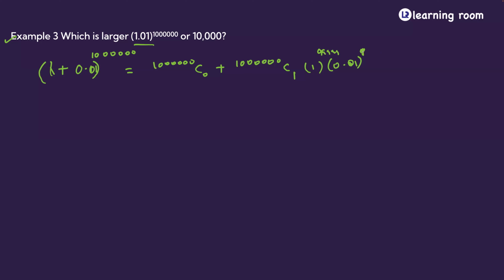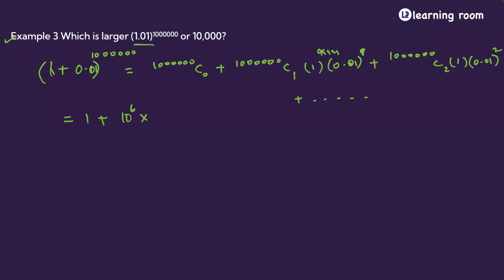Right? Plus, what will be the next term? Then you will have 0.01 raised to the power 2. Plus so on. It keeps on going. See, our job is only to compare, right? Which one is greater? Now, this NC0 by default is 1, whatever number it is. This 10 lakh C1 is going to be 10 lakhs. So it is 10 power 6 into 0.01 raised to the power 1.